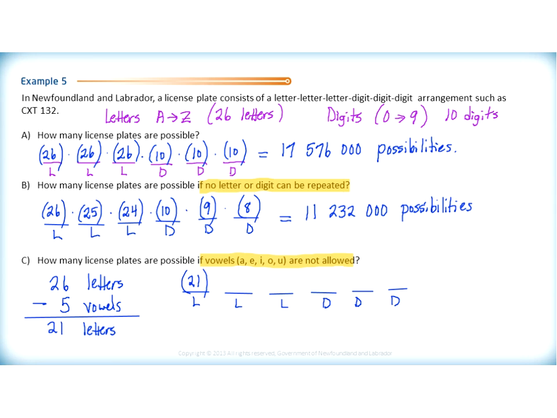It doesn't say now if the digits or letters can be repeated or not, so we can assume that they can be repeated. For the second letter, we still have 21 letters from which we could choose, and 21 letters for the third letter. Then the digits could be 10, 10, and 10. We are assuming that the digits can be repeated because it doesn't specify otherwise. So 21 multiplied by 21 times 21 times 10 times 10 times 10 results in 9,261,000 different possibilities.